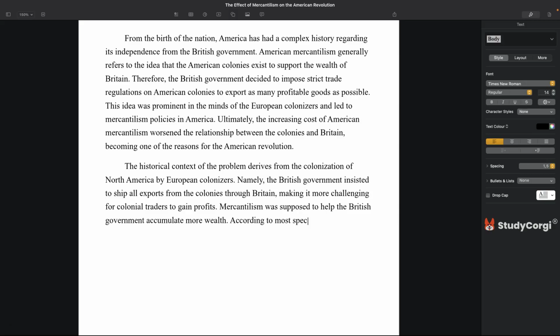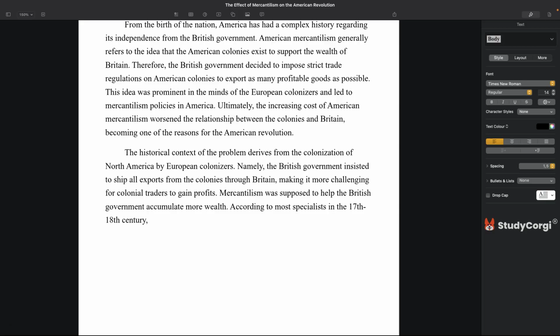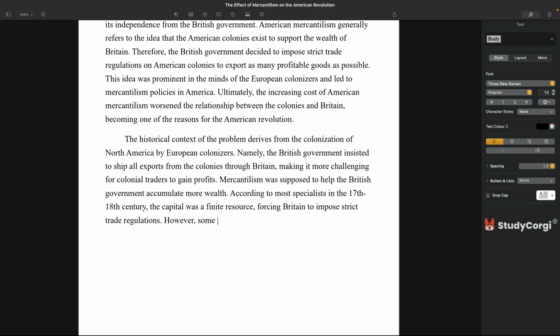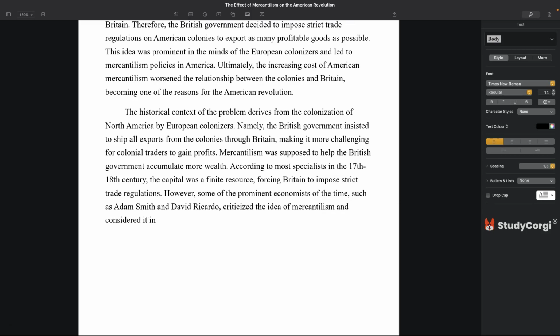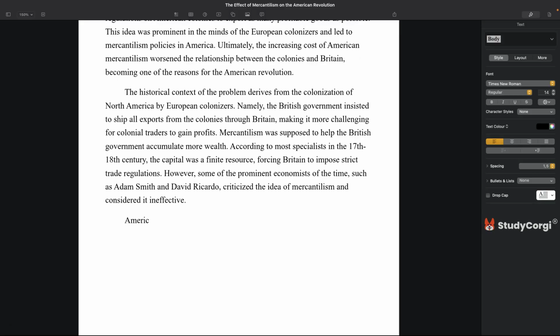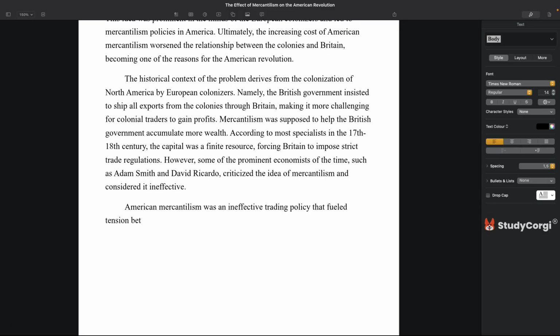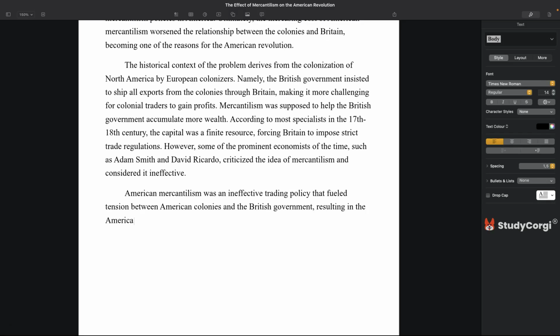According to most specialists in the 17th to 18th century, the capital was a finite resource, forcing Britain to impose strict trade regulations. However, some of the prominent economists of the time, such as Adam Smith and David Ricardo, criticized the idea of mercantilism and considered it ineffective. American mercantilism was an ineffective trading policy that fueled tension between American colonies and the British government, resulting in the American Revolution.